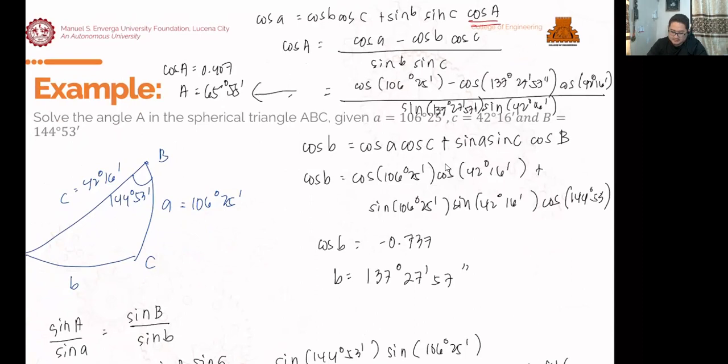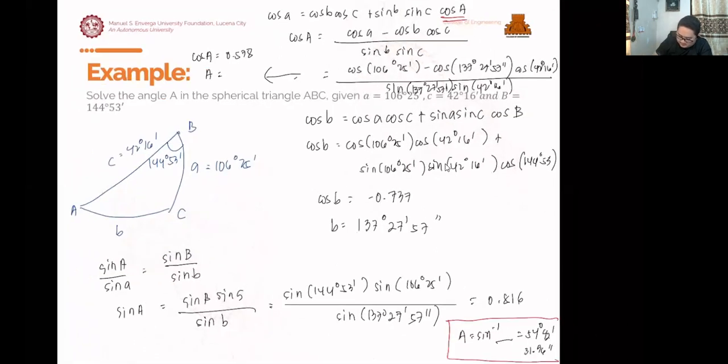So, cosine of 106 degrees, 25 minutes, minus cosine of 137 degrees, 27 minutes, 57 seconds, times cosine of 42 degrees, 16 minutes, all over sine of 137 degrees, 27 minutes, 57 seconds, times sine of 42 degrees, 16 minutes. Okay? So, yung value dapat nito is 0.578. Then, cosine inverse of that number is, ayan, 54 degrees, 42 minutes, 33.56 seconds.